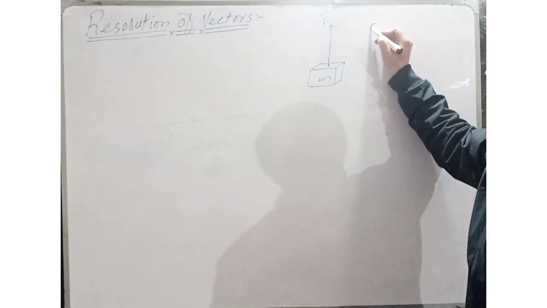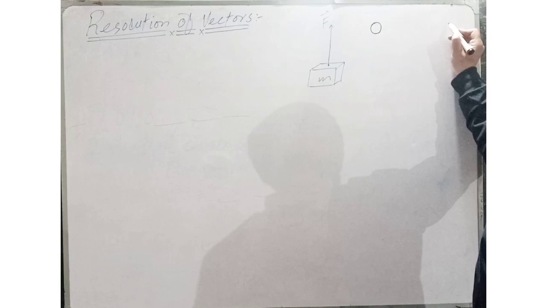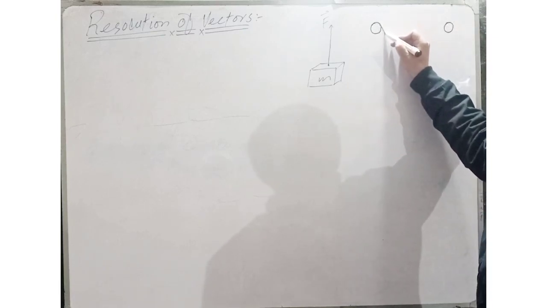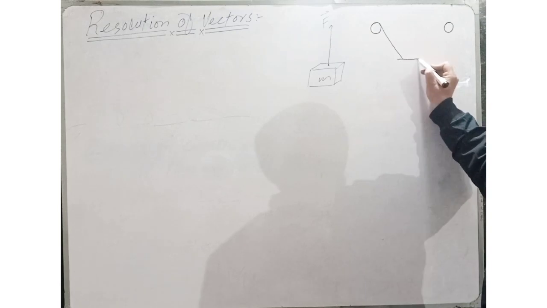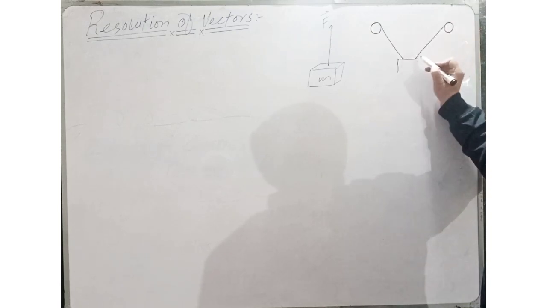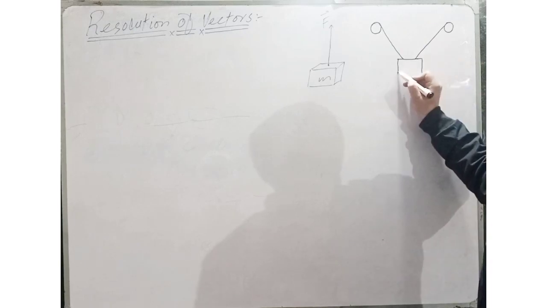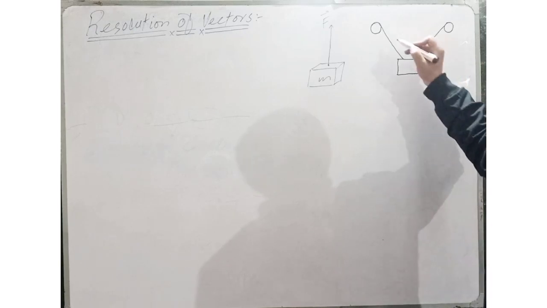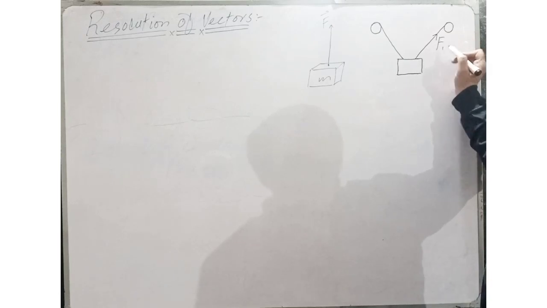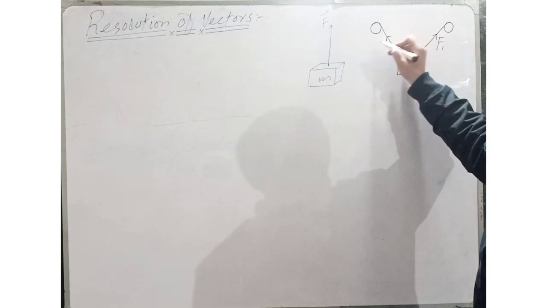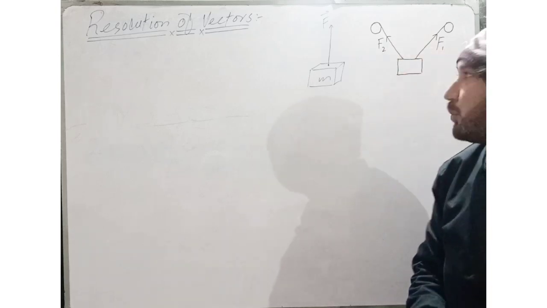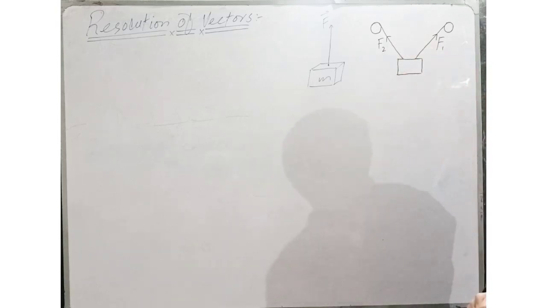Let's take another example. Over here we are having two frictionless pulleys, and with the help of those two pulleys we are going to apply force on the same mass. Now as you can see, due to these pulleys, the direction of these two forces, let's call this one F1 and the other one F2, they are actually pointing in different directions.